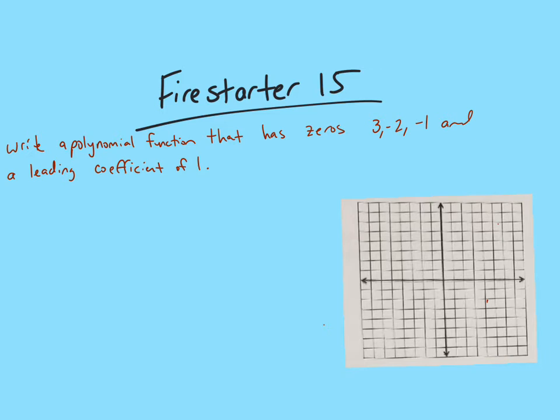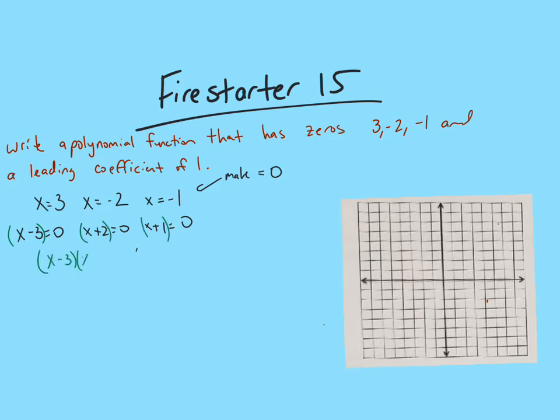Remember, what we did before is to work backwards. I'm going to say x equals 3, x equals -2, x equals -1. Now I'm going to make all three of these equal 0. So I'm going to add -3 from both sides, add 2 to both sides, add 1 to both sides. Now remember, what we get to say next is that those are in parentheses. So I get to put those all as 3 sets of parentheses: x minus 3, x plus 2, x plus 1 equals 0. I'm going to FOIL the first two.